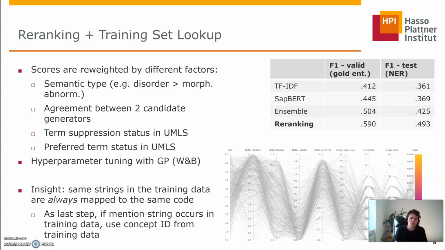And as a last step, we applied an insight that we got from analyzing errors, namely that the same strings in the training data are always mapped to the same code. Since some terms are quite common in the training data, like lesion, which always has the same concept ID, it makes sense to just reuse that concept ID from the training data. So as a last step, we have an exact lookup for the terms that were already in the training data, and this again improves performance a lot, achieving then our final score of 0.566.